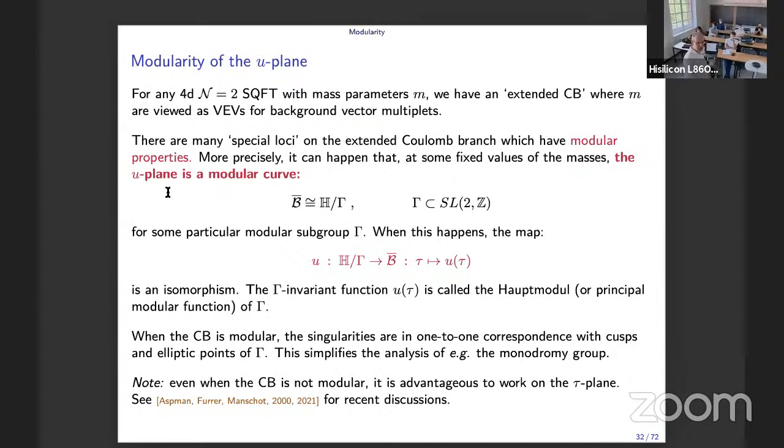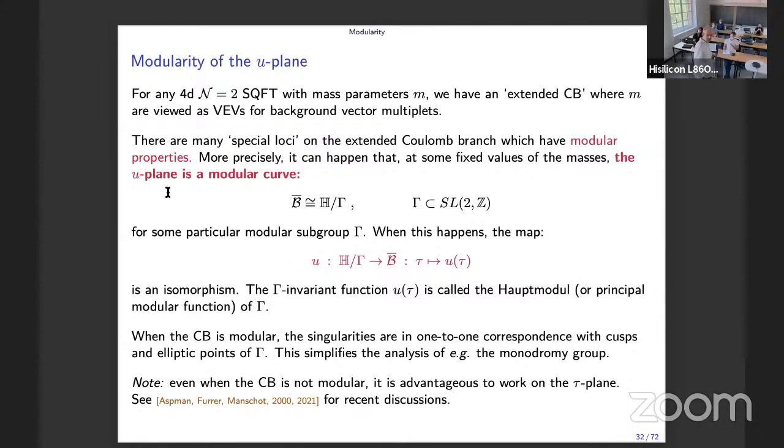The modular curve is just a quotient of the upper half plane by a modular group, a subgroup of SL2Z. When this happens, when the Coulomb branch is a modular curve, that means that there is an isomorphism between the gauge coupling tau and the parameter u. Then this function u of tau that relates u and tau will be an isomorphism with a particular fundamental domain of the group gamma on the upper half plane. I'll put a picture right now. So in that case, u of tau would be what is called a Hauptmodul, or principal modular function, for the particular modular group gamma.